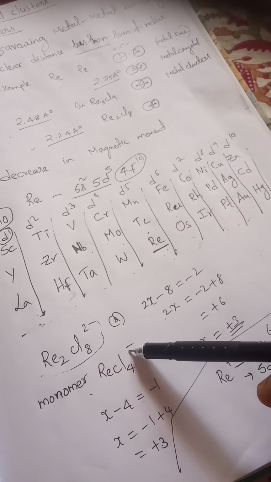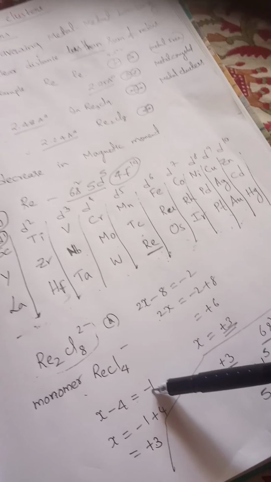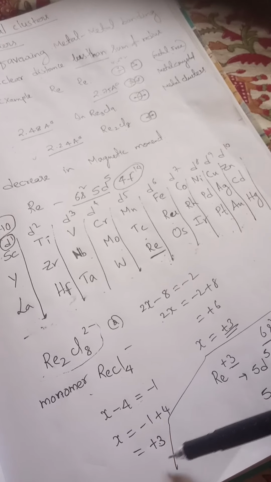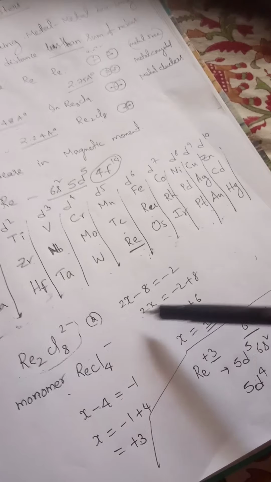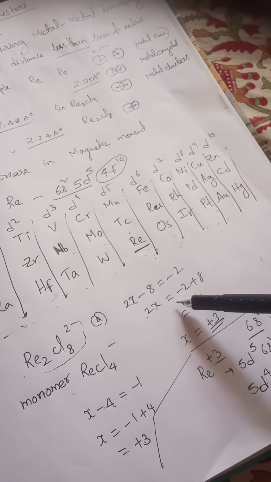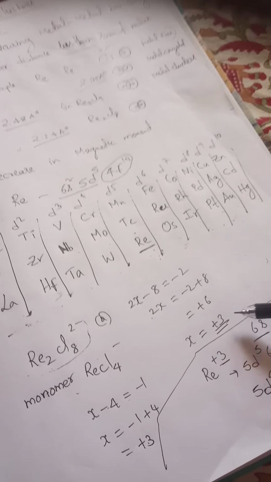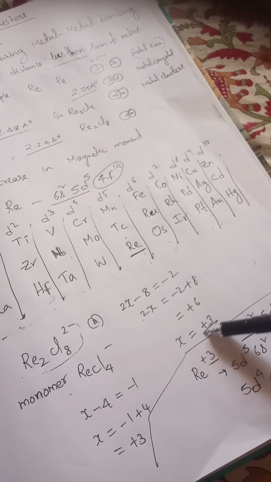Again, what is the charge given at the top of the bracket? We write the same charge, -4. Moving the -4 to this side, it becomes +4, and the total is +3. Based on the direct cluster, we can calculate 2x minus 8 equals minus 2. So 2x equals -2, and the -8 becomes +8 on this side, giving +6. For the 2 rhenium atoms it is +6, so each one is +3.